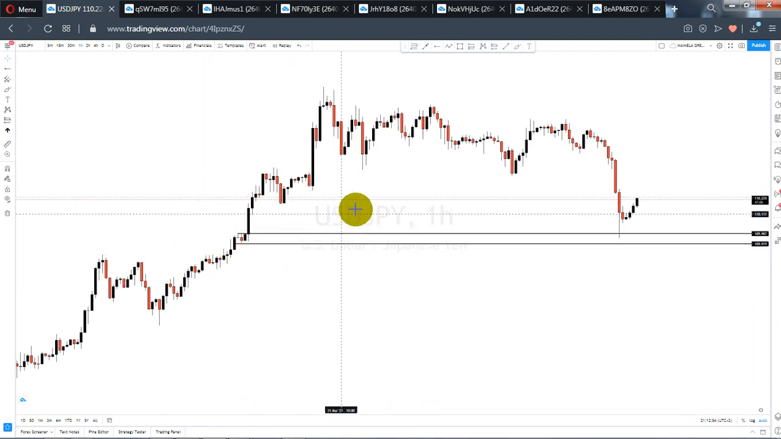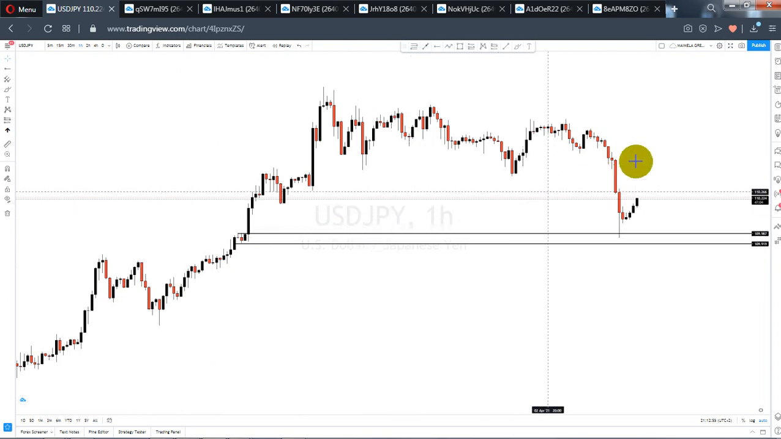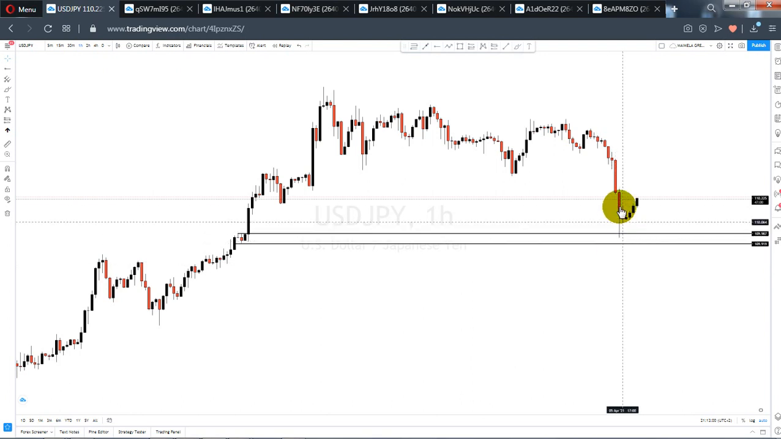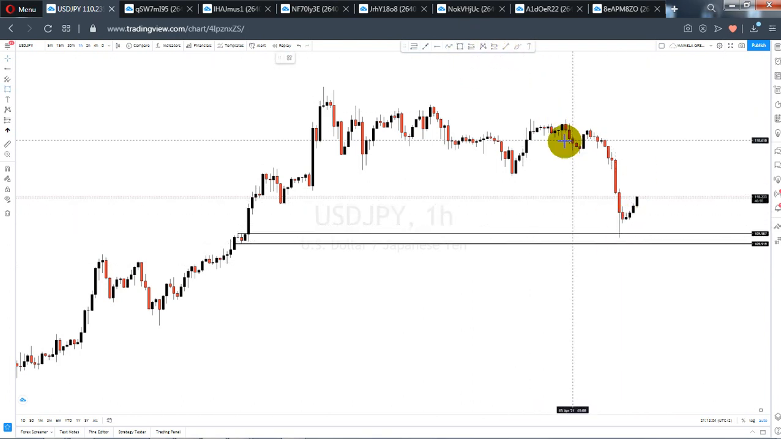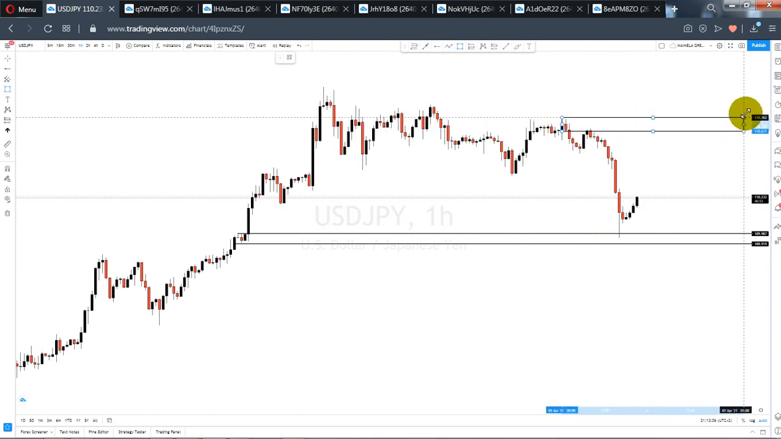So this was my demand zone. As you can see, they reached my demand zone here, then they touched it with the pin, then they closed it. As you can see now, they're doing what? They are reversing here. Let me redraw the supply zone here.